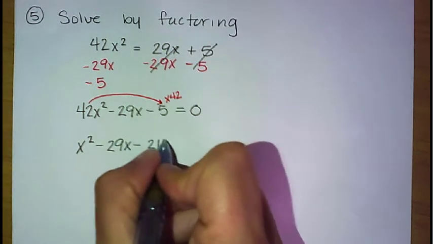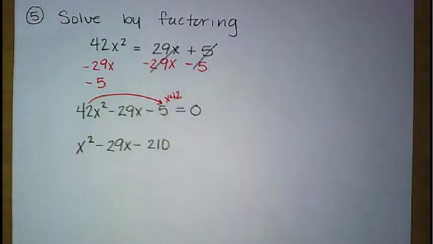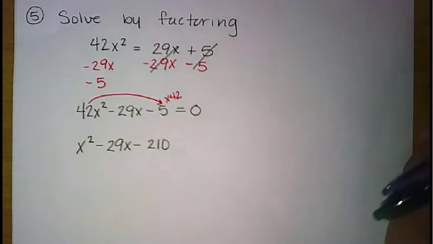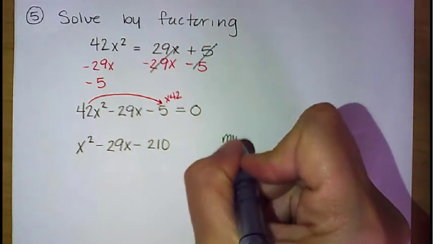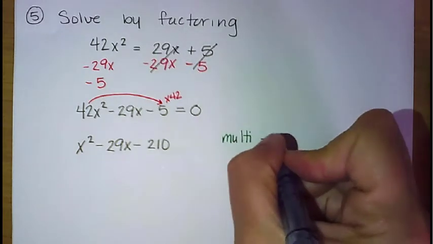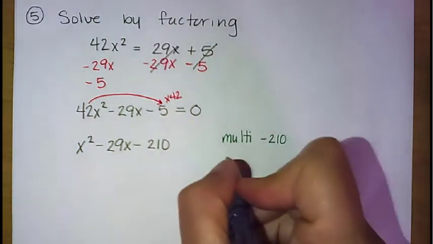Now over here we need to multiply to -210, and we need to add to -29. Again, just to remind yourself how the signs work. Since this is negative, our signs are going to be opposite.